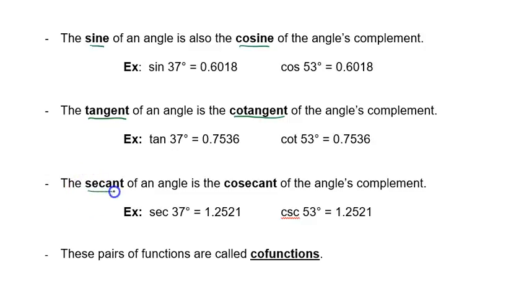And then the secant and the cosecant, those match up as well. So the secant of 37 will be the cosecant of 53. So those pairings, these pairs of functions are called cofunctions. Okay, so that's our second vocabulary word in there. But these relationships we're going to use to do some problems and help us figure out some values.